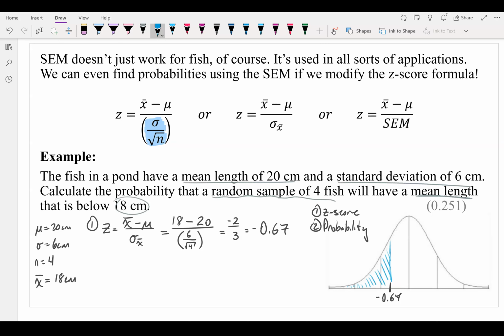Probability that the average group size is going to be below that point. Well, we've got our z-score, so we just need the probability up to that z-score, which we've done in the previous unit. Just use a z-table, or a calculator. Use an online calculator, use an Excel calculator, whichever way you want. I'm going to use the online calculator.